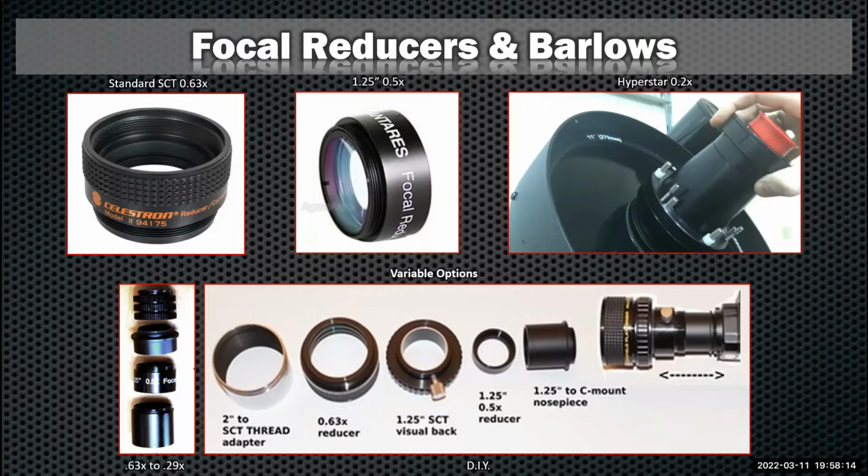And I've even seen variable options where you can use spacers and things like that to help stack or change some of the focal reduction. I've even experimented and put two of the 0.63 focal reducers, kind of stacked them together. And I was shocked to get down to about f/3.7, 3.8 with that. Lots of distortion towards the edges, but it was something that is possible.